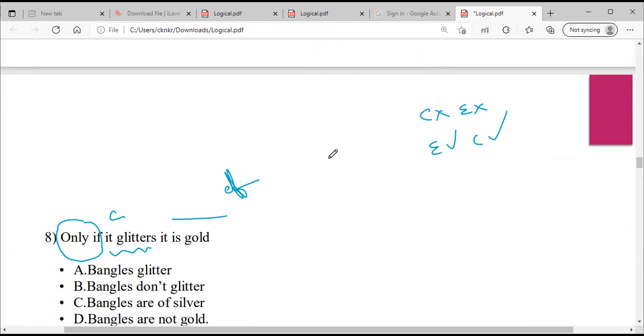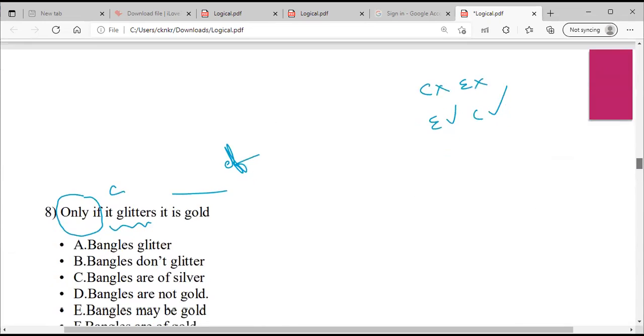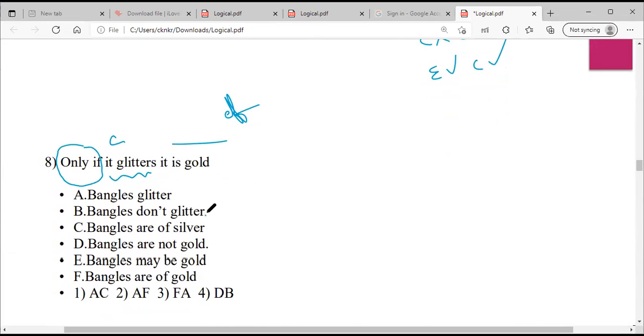Cause doesn't happen, so it is not glittering. Look at the statement where no glittering is there: "Don't glitter", B for Bombay. Then the effect should not happen: it is gold, it is not gold. Where is that statement? D for Delhi. BD should be the answer. Is it there?